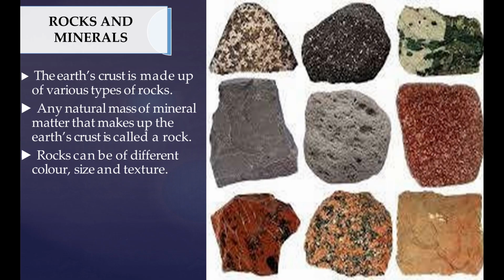Now we will discuss rocks and minerals. Dear students, the surface of the earth is made up of rocks, which are composed of mineral substances and are found in a solid state on the crust. So what is a rock? A rock is a naturally occurring substance mostly made up of a mixture of minerals. And minerals are naturally occurring chemical compounds.